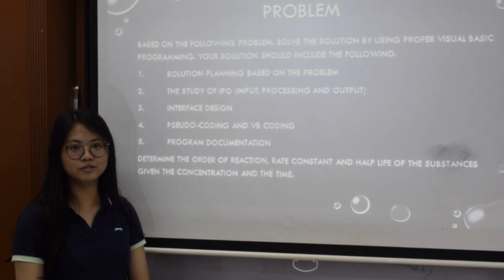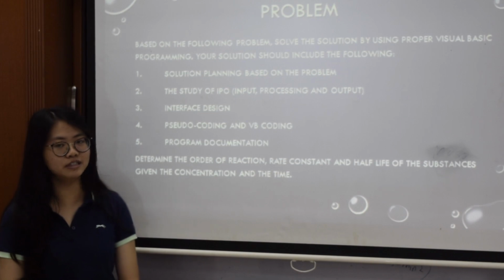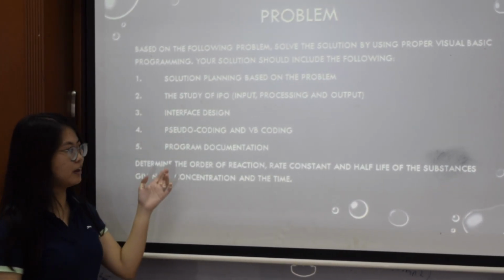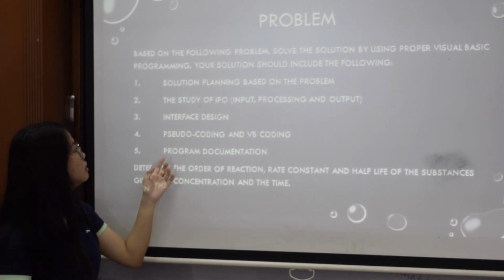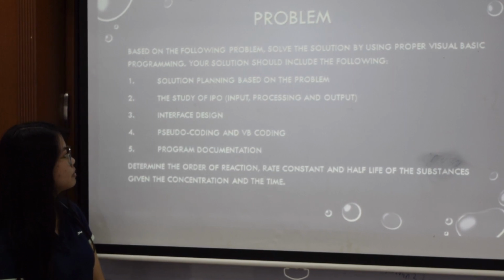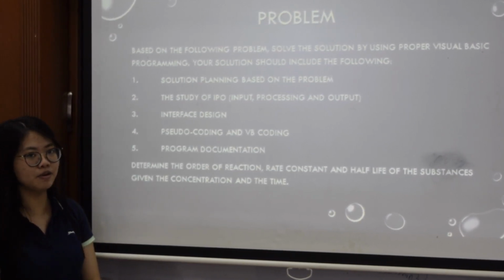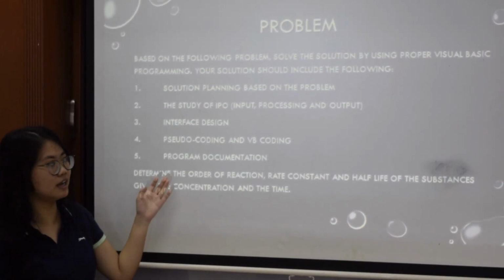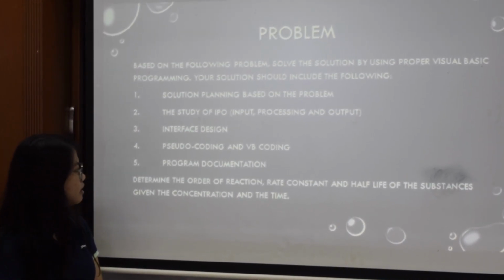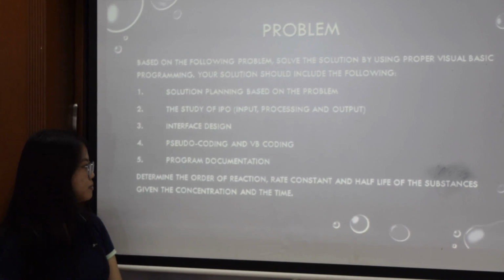So we need to solve the engineering problem by using a Visual Basic program. We need to follow these 5 steps to solve the problem. First, the solution planning based on the problem, then the study of IPO, then the interface design, then the pseudocoding and the VB coding. And lastly, we have the program documentation.